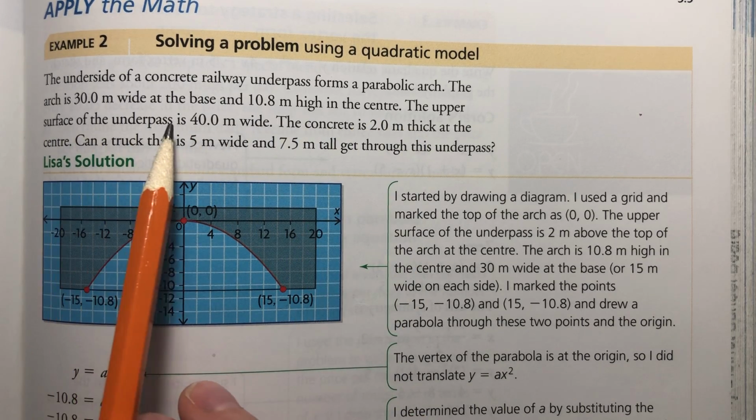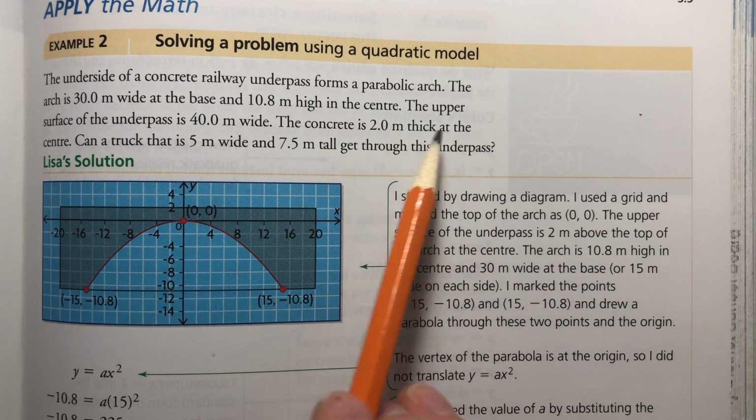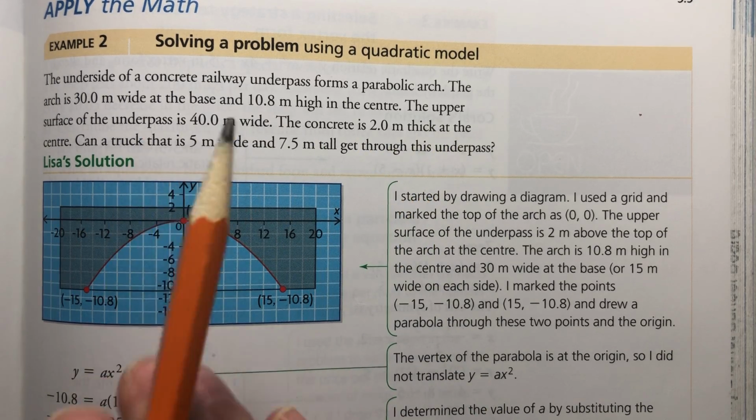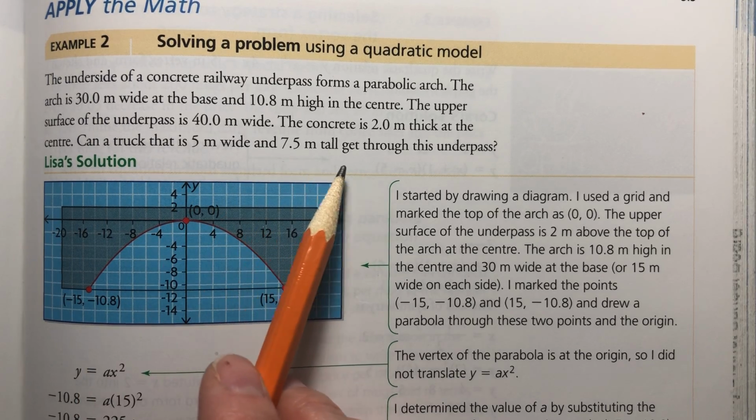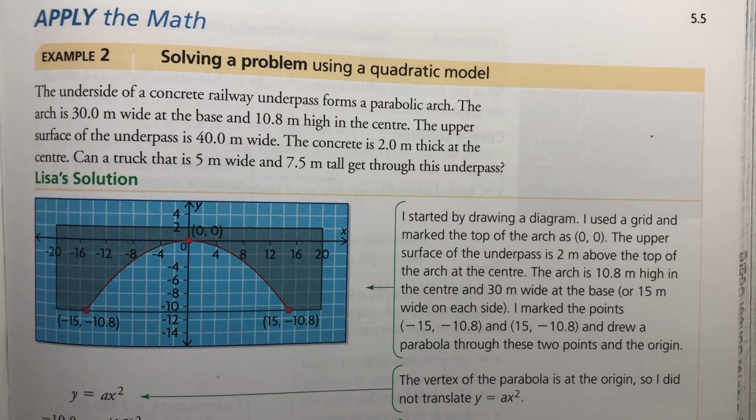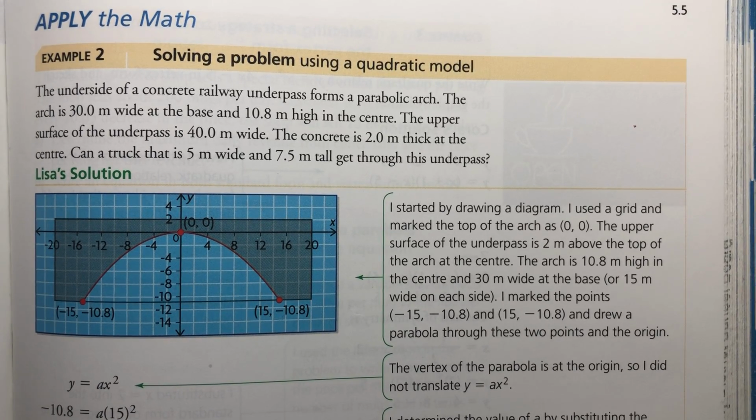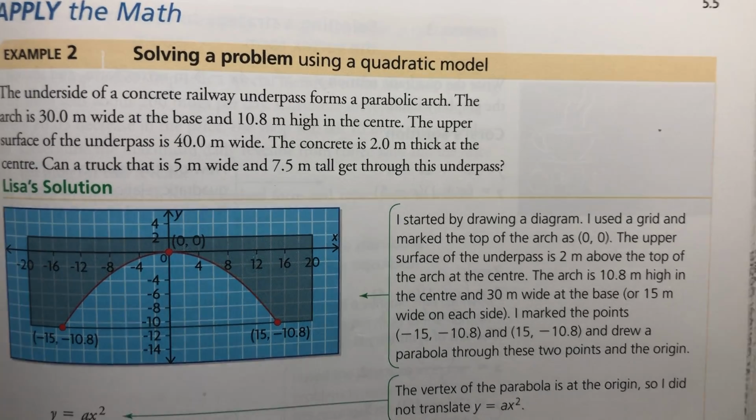The upper surface of the underpass is 40 meters wide. The concrete is 2 meters thick at the center. Can a truck that is 5 meters wide and 7.5 meters tall get through this underpass? So first thing you need to do is draw a sketch of the diagram to help you identify what you need to do in order to solve this problem.